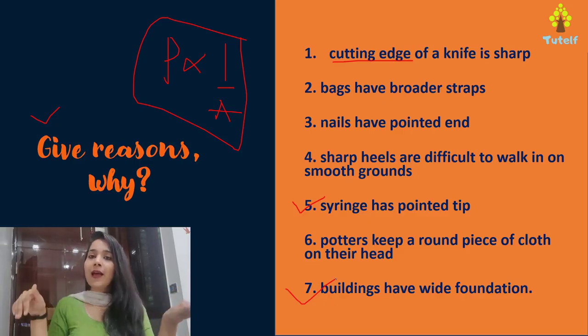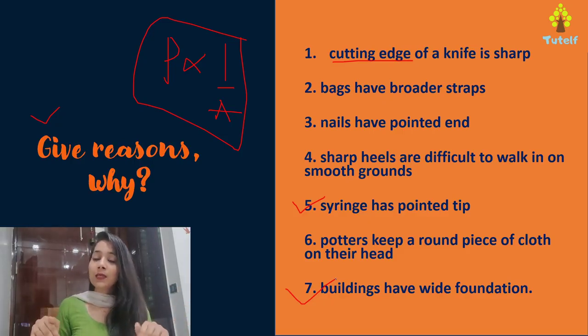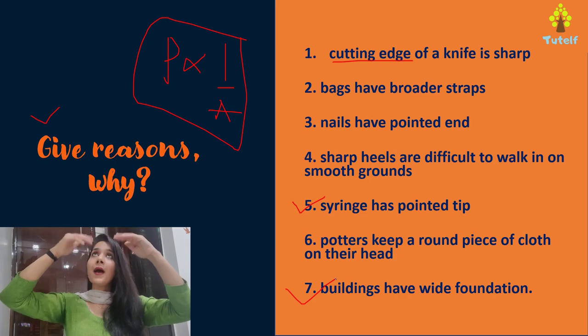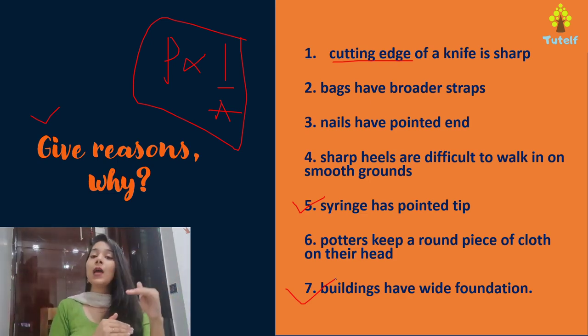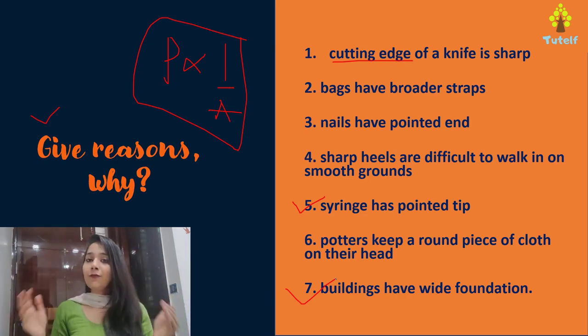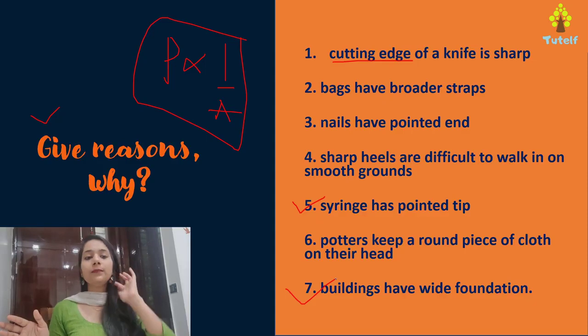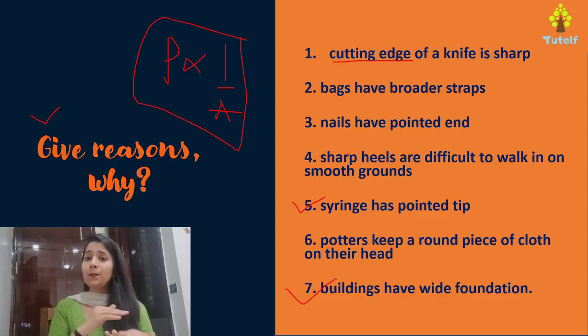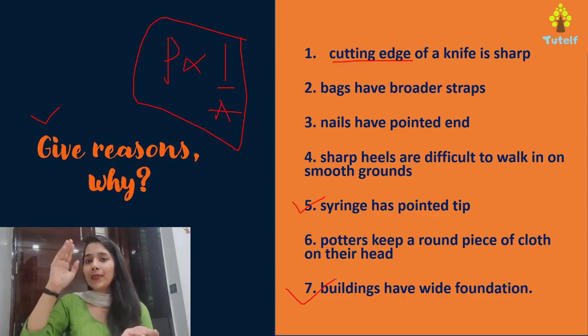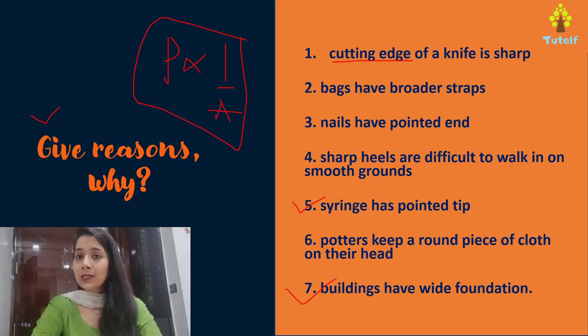Next, buildings have wide foundation. So buildings basically have a wide foundation at the base. That is because the pressure will be applied more by the upper part of the building. So a wider foundation will give us a wider area. And since pressure is inversely proportional to area, I will have less pressure being applied on the foundation by the building. I hope all of this is clear to you.